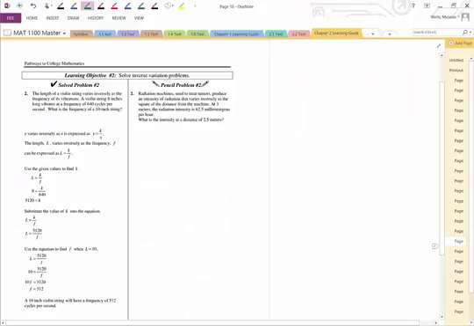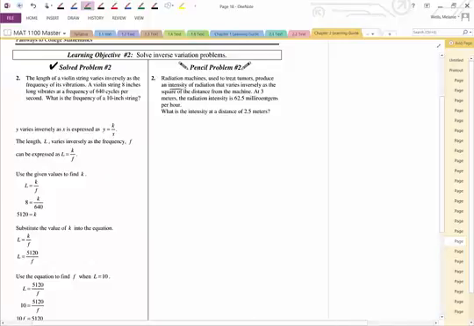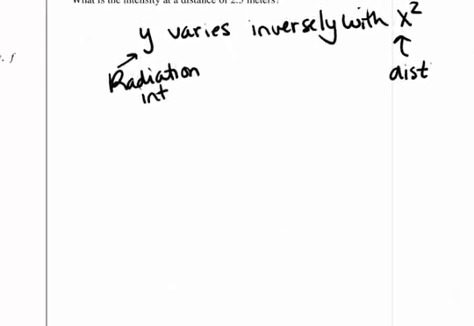Okay. Number 2, and leave yourself some space here. Radiation machines used to treat tumors produce an intensity of radiation that varies inversely as the square of the distance from the machine. I'm going to highlight that, or I'm going to forget that it was the square of the distance. Okay, so we have y varies inversely with x squared, where y is the radiation intensity and x is the distance from the machine.